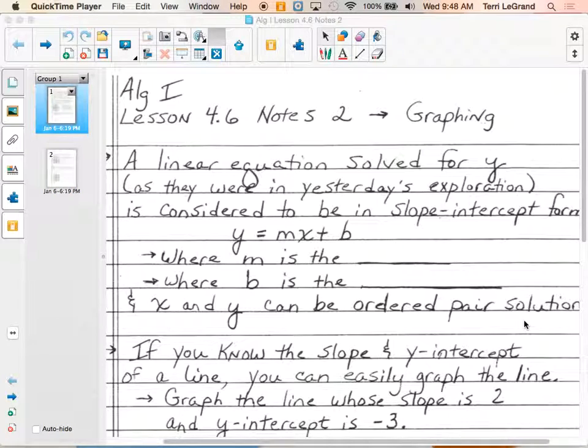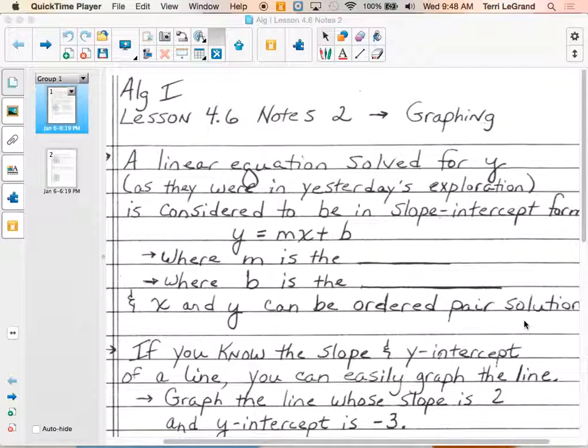Learning goal: I can graph a line using slope-intercept form. There's more than one way to graph a line. You've already used a couple of ways. One of those ways is you can make an XY table. You can pick X values, substitute them into the function rule, and get your Y value, and then you have ordered pairs to help you plot points on the graph and get the graph of your linear function.